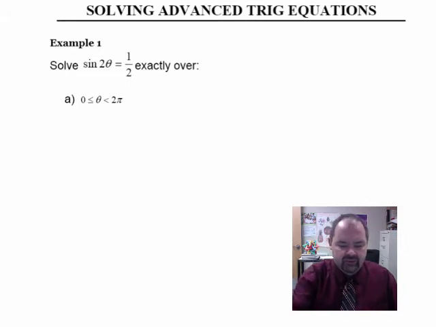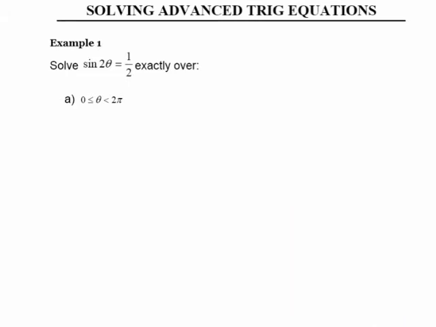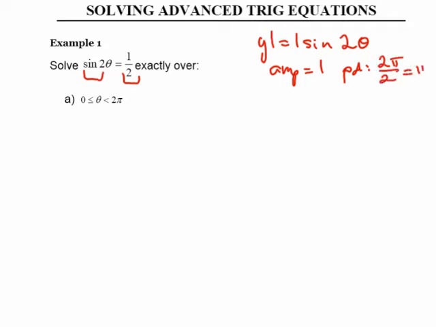So I'm going to begin this question, solve sine 2 theta equals a half exactly over this interval. I'm going to start by thinking about it graphically. And to do that, I'm going to think first of all of just a regular sine 2 theta graph, which is a sine graph with an amplitude of 1 and a new period. It's been compressed horizontally by a factor of a half, so that would be regular period 2 pi divided by 2 and new period of pi for this particular graph.